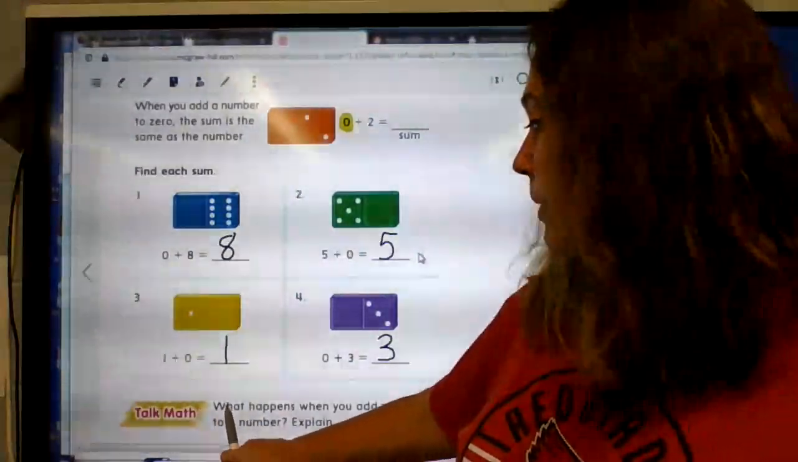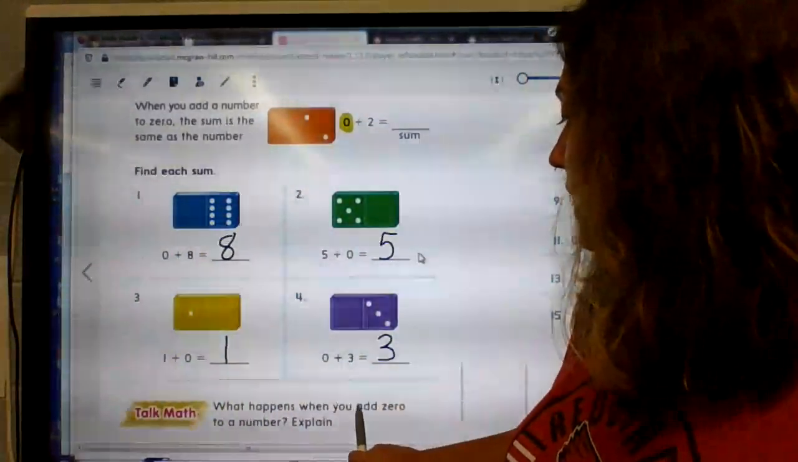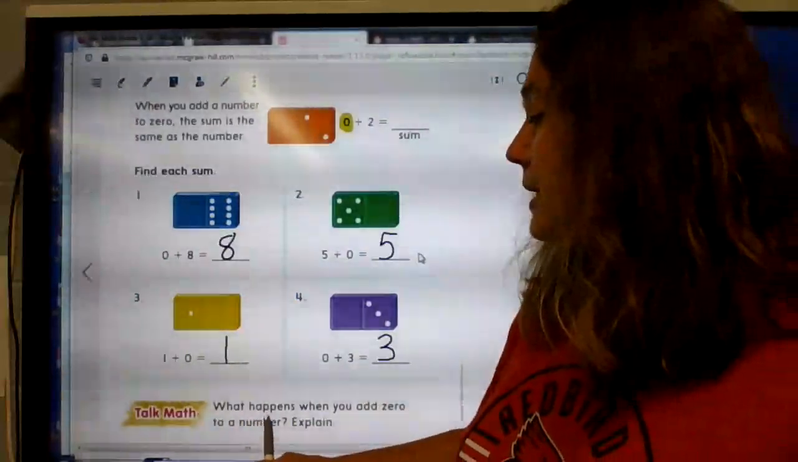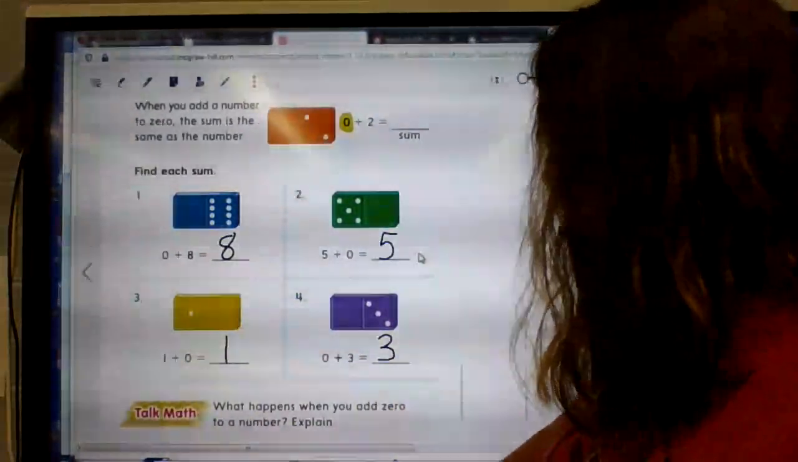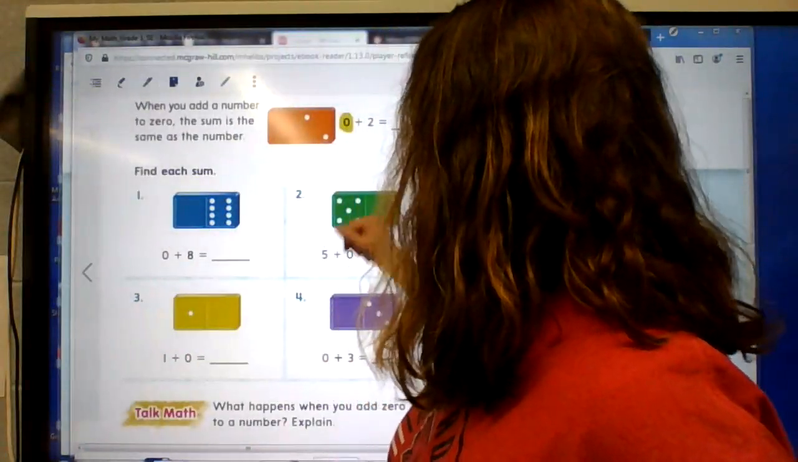Talk about this at home. What happens when you add 0 to a number? Hopefully you know what the answer is. I'm going to erase those.